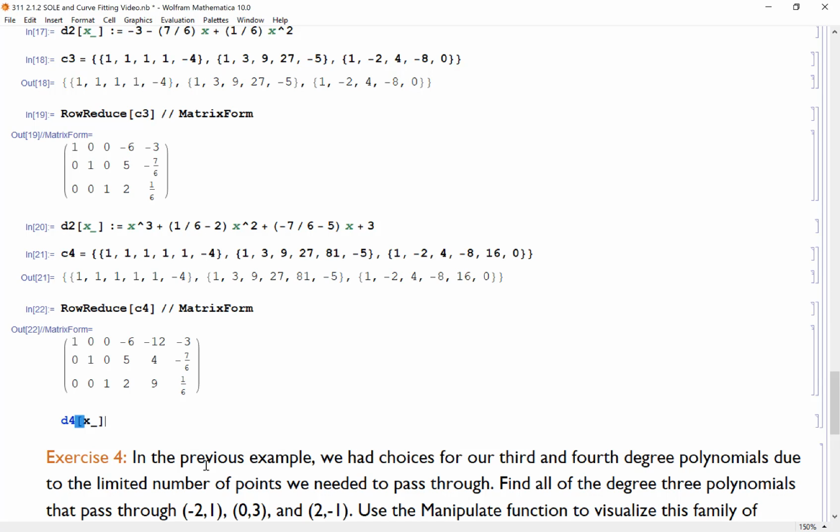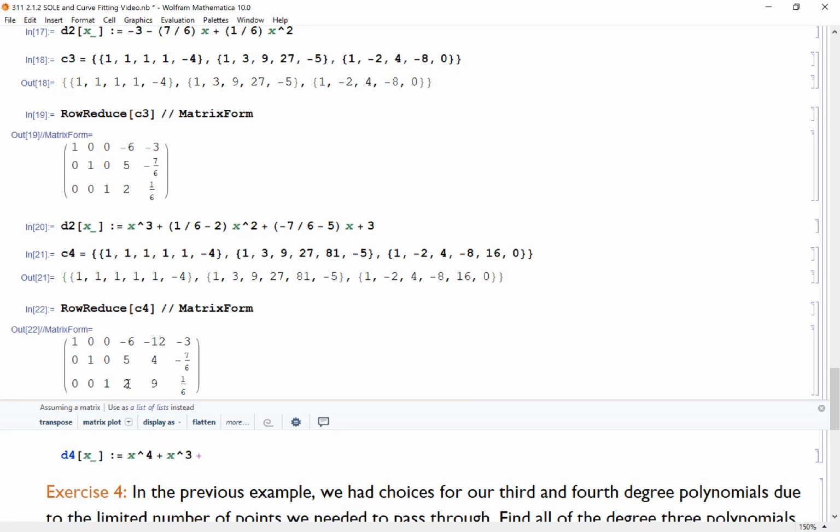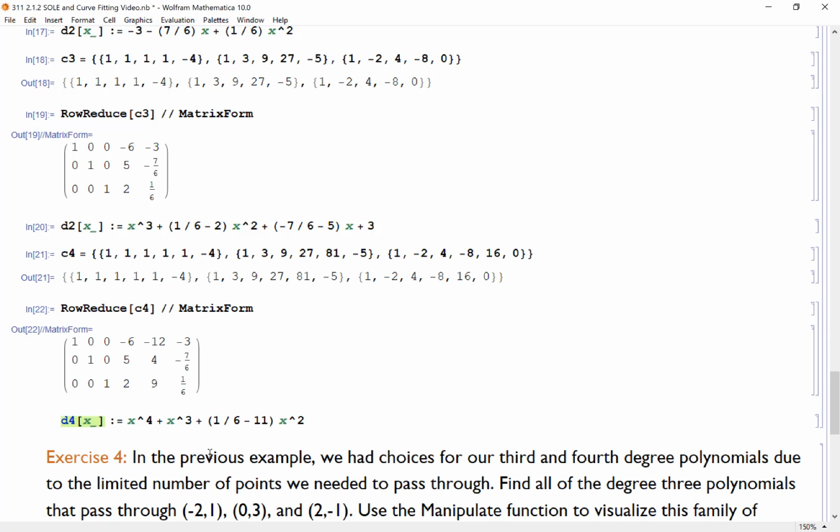So then what that tells me is I have 1 x to the 4th and 1 x cubed, and then after that I get options here. So I'm saying this says a sub 3 plus 2 times a sub 4, which we said is 1, so that's 2, plus 9 times a sub 4, which we said was 1 as well, so that's 2 plus 9, which is 11. Subtract that over, we have 1/6 minus 11 x squared plus -7/6 minus 9 x, and then -3 plus, what is that, 18?